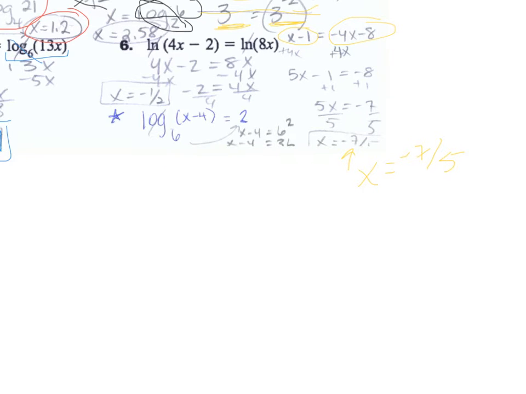So number 6 is pretty easy as well. You have one term on both sides, so you can cross off natural logs. They both have natural log, and you just set 4x minus 2 equal to 8x. And when you solve, you get x is 1/2.